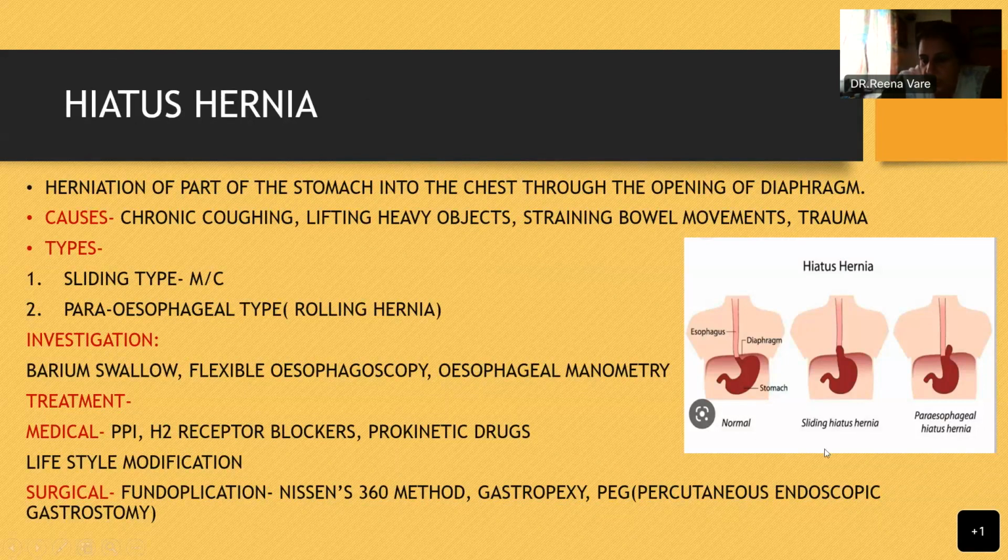Over here, this is the sliding type which you can see. This is the normal thing where the diaphragm is there. You can see the esophagus, you can see the stomach. In the sliding type, the stomach slides up through the diaphragm hole and goes up into the mediastinum. So this is the most common type, and this is the paraesophageal type, which is known as a rolling hernia. Investigation of choice is barium swallow, flexible endoscopy and esophageal manometry.